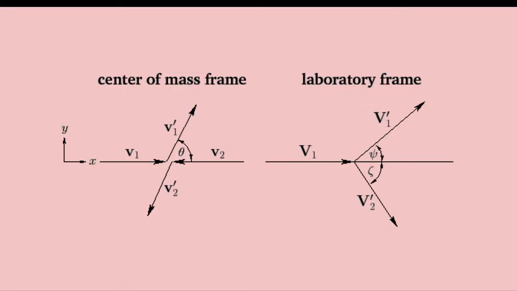And actually this is the case. This is the center of mass reference frame. This is the center of mass. You are assuming that both the particles are coming to the center of mass. Center of mass is at rest. And after you have a collision, the particles are moving here, and this is the angle theta. And this is the normal case you can visualize, that is your laboratory frame. After collision, they are moving like this.